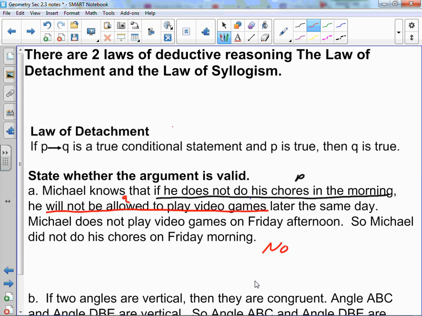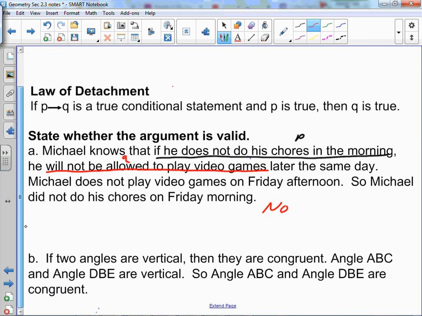It's not a valid reasoning. Now B, if two angles are vertical, then they are congruent. All right, so this is an if-then statement. So we have the P portion here, the then portion is the Q. If P is true, then Q has to be true.